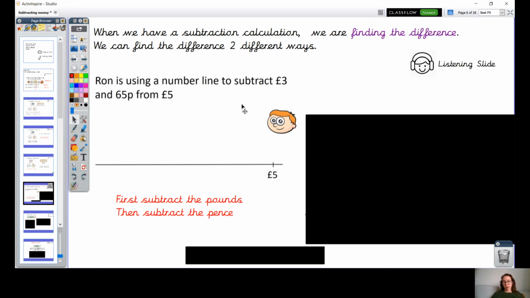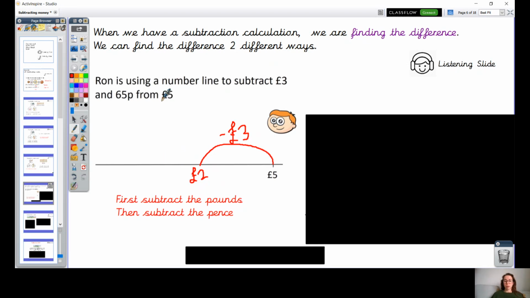Ron is using a number line to subtract £3.65 from £5. So on his number line, he's drawn that £5, which is the total, at this end of his number line. And because he's subtracting, he's going to be jumping backwards, isn't he? So first, subtract the pounds. So I'm going to start at the £5, and the amount I'm taking away is £3.65. I'm going to subtract that £3 first. What's £5 take away £3? £2.